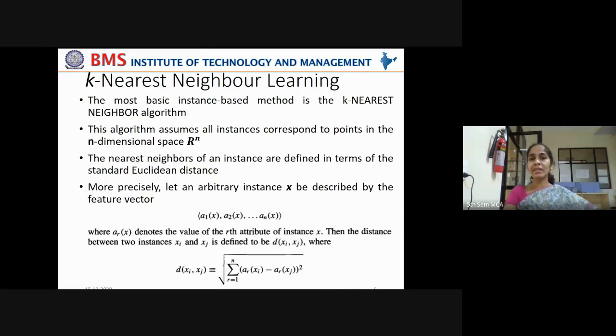Now, the most basic instance-based method is the k-nearest neighbor algorithm, as we have learned in the beginning. This algorithm assumes that all instances correspond to points in the n-dimensional space R^n. Why are we calling it n-dimensional space? Sometimes we can take a space like this, a 2-dimensional space, where you have various data points.